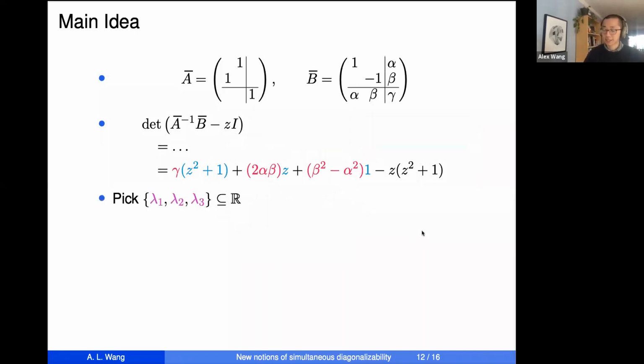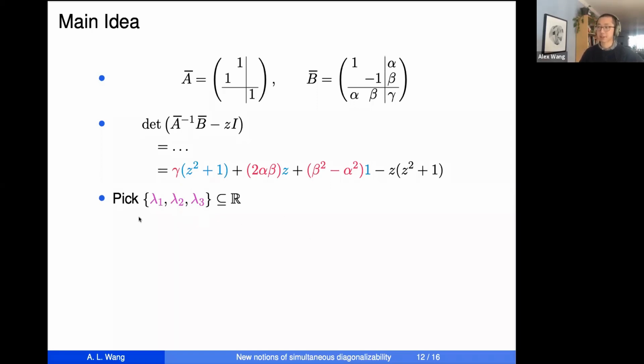Okay, and now I claim we're essentially done because, surprisingly, whatever eigenvalues lambda 1, lambda 2, and lambda 3 you would like me to set for bar A inverse bar B, I can find some alpha, beta, and gamma that has those prescribed eigenvalues. Okay, so this is perhaps a little unexpected, but I'll show you how we're going to do that.